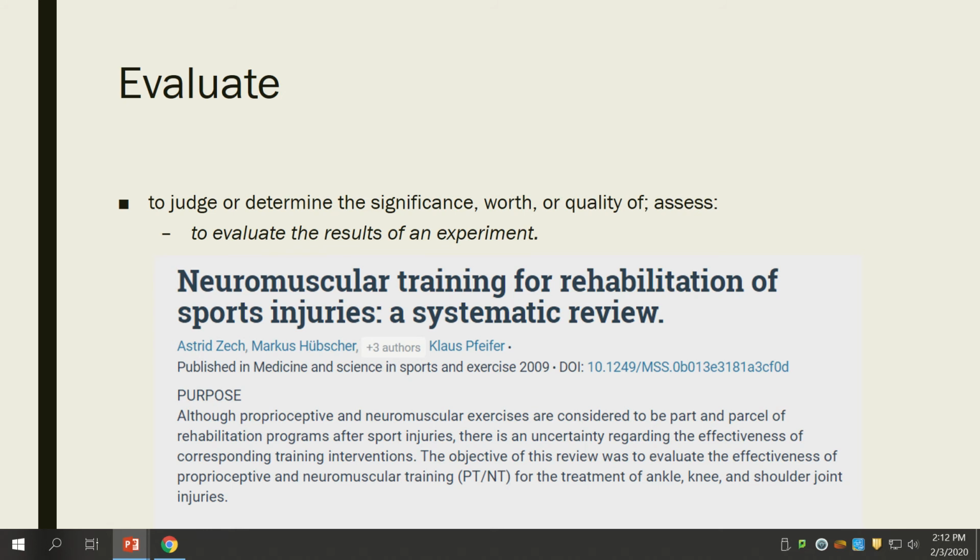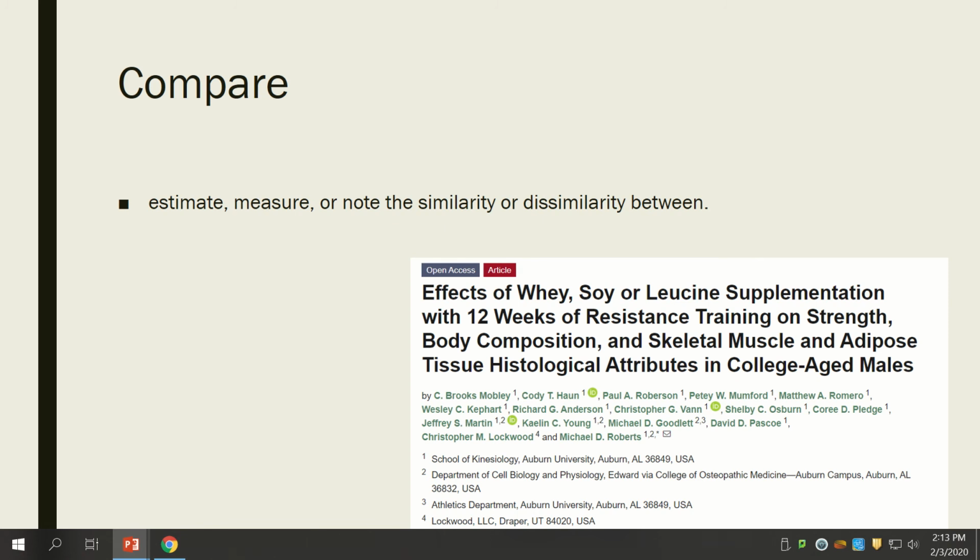Like here, this study, neuromuscular training for rehabilitation of sports injuries. Every individual who's played sports has probably been injured at some point. So what even is the effectiveness of doing different neuromuscular training techniques? Probably not crazy effective, but maybe somewhat effective. There are different neuromuscular training techniques that are evaluated in this review. It was actually a really interesting read. It's been a while since I've read it, but that's really what evaluation means.